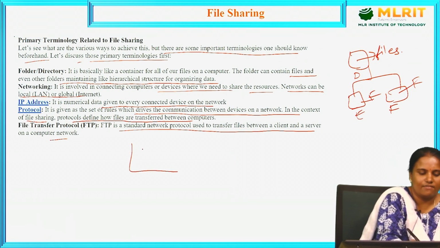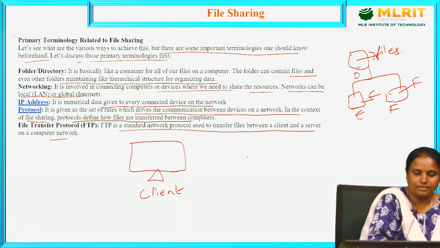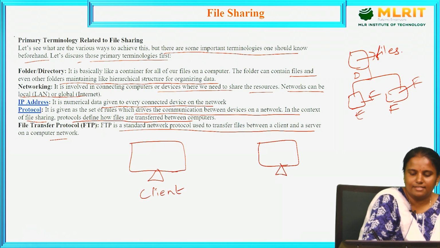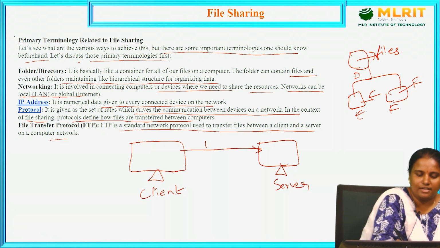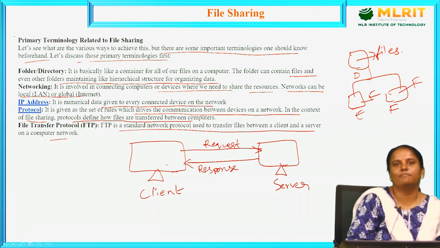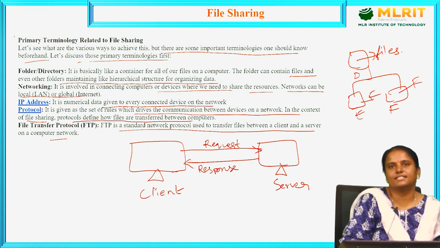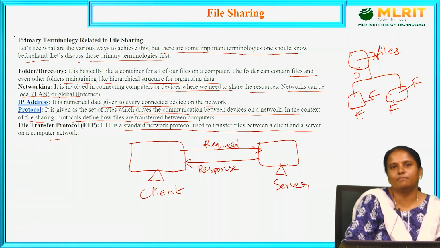So here we have a client and next a server. The client wants to send a request to the server, and the server gives a response. This is how we transfer files from client to server. The client sends requests and the server gives an acknowledgement, which is the response, over a computer network. So how do we share this? By using File Transfer Protocol, sharing from client to server.